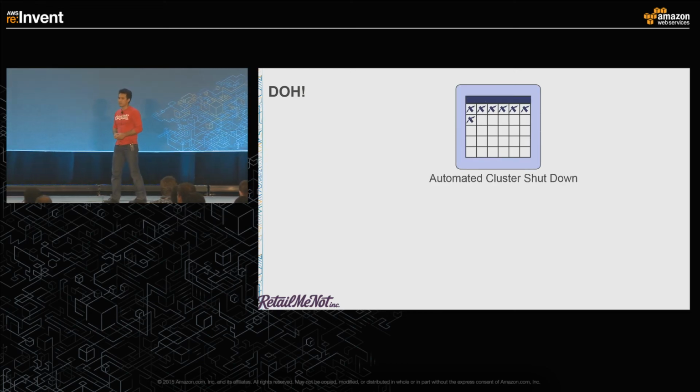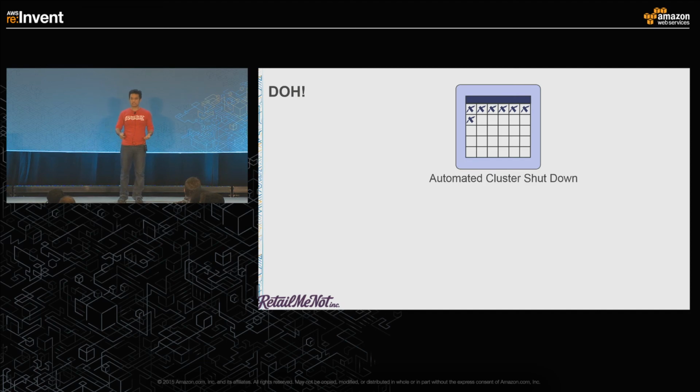Automated cluster shutdown. A lot of these can be very, very large clusters. I think one of ours is $350,000 a year, which for some of you may not be a lot of money. For some of you, it is a lot of money. If you leave these clusters up, I think we had one cluster that was up for a month and nobody was really using it and we just accidentally left it on.